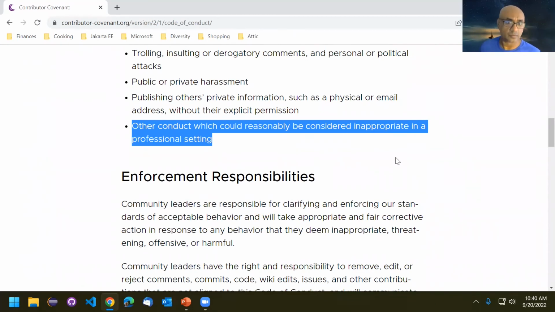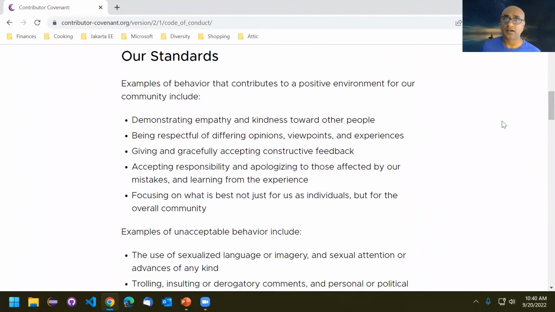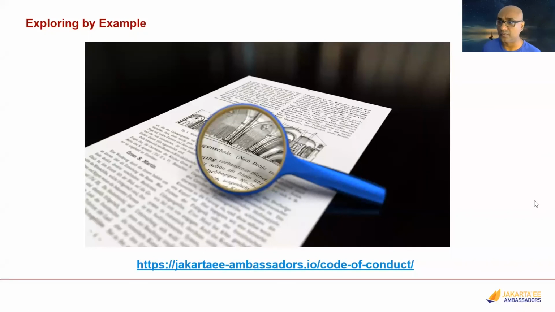And of course, there are the enforcement responsibilities and what have you. But believe it or not, this is enough. This is a code of conduct that has been time tested and proven, and it is effective enough. If you just adopt this, you're in good shape. So let's look further and talk about a few more important elements of open source codes of conduct.